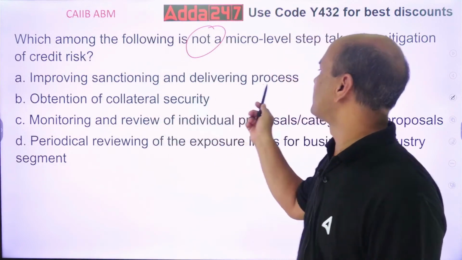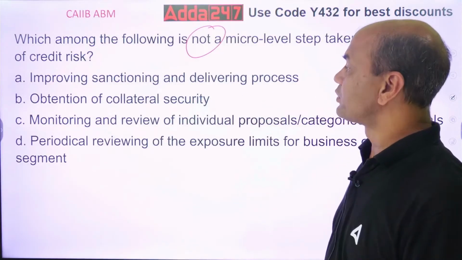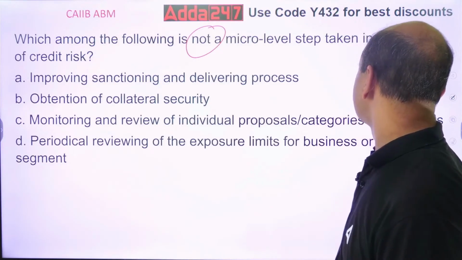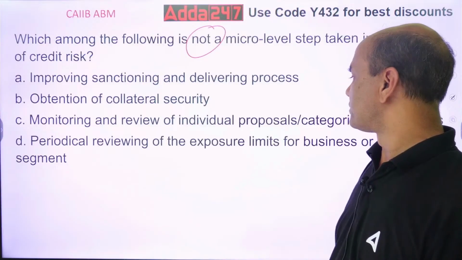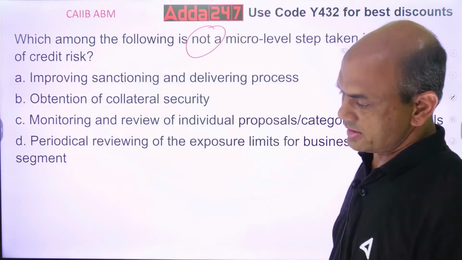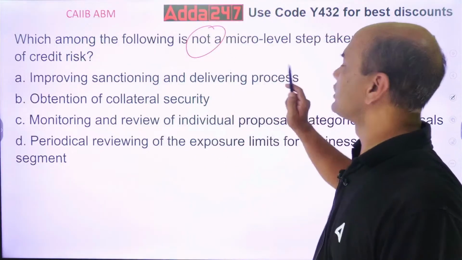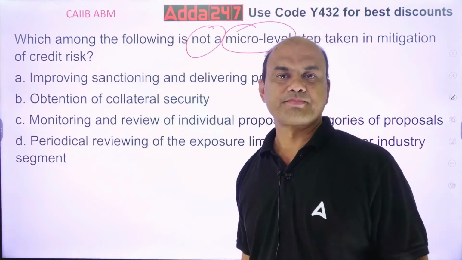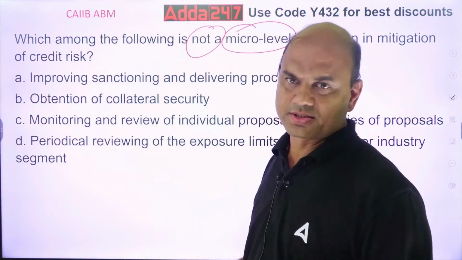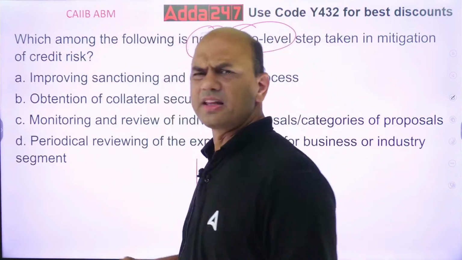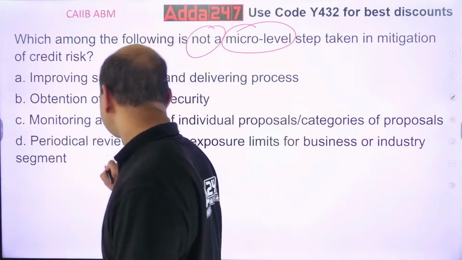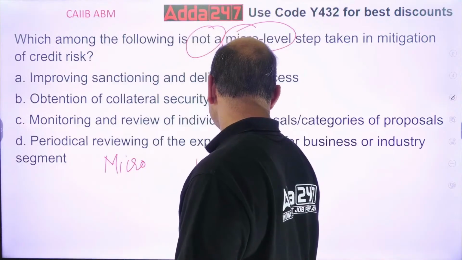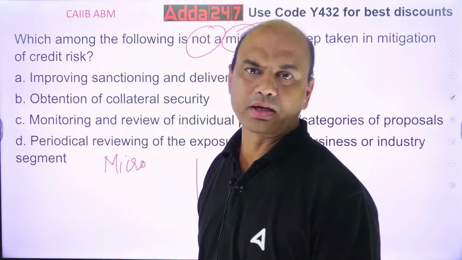Improving sanctioning and delivering process. Obtention of collateral security. Monitoring and review of individual proposals, categories of proposals. Periodical review of exposure limits for business or industry. Which of them is not a micro level step? Micro. What is micro? Kindly note, in banking there are 2 levels. I'll give the clear bifurcation: micro and macro.